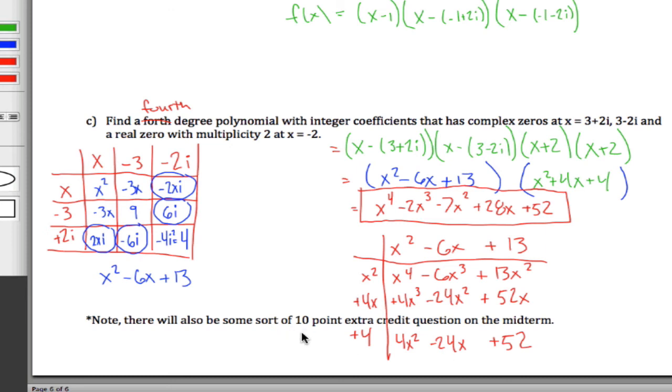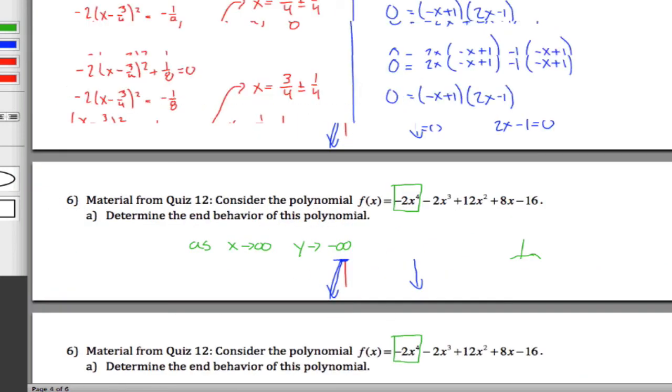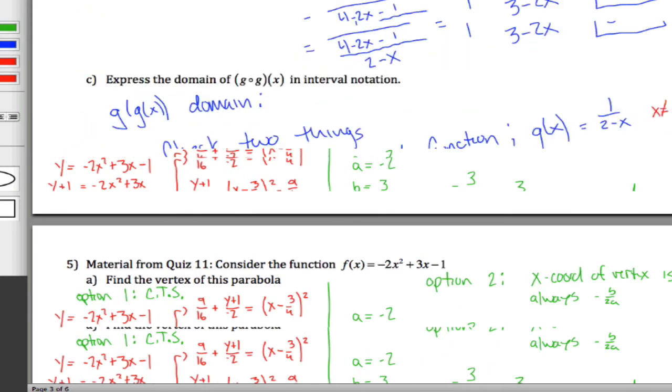I'm also going to put some sort of extra credit at the end because I always do that. Typically I make the test pretty hard. I don't know, this is pretty hard if you look through all this. So I like to give people an opportunity to get a couple extra credit points back if they want.